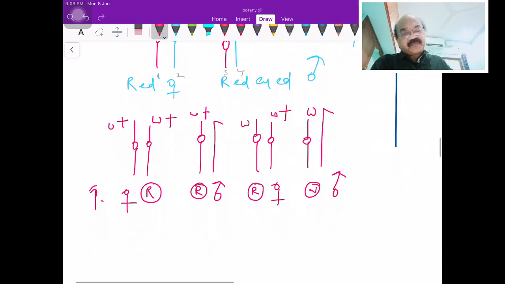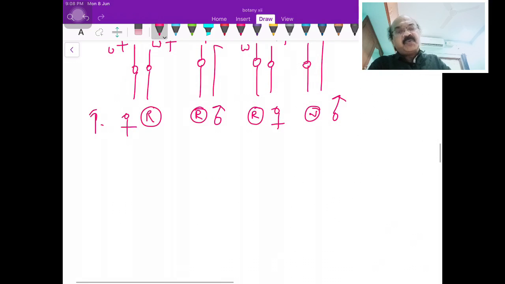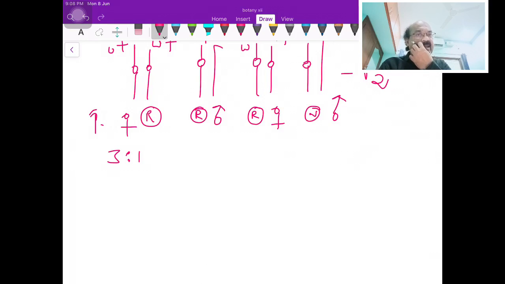According to Mendel, this is the F2 generation. In this F2 generation, you got 3 dominant and 1 recessive progeny. It is valid according to Mendel's concepts. Now, one more cross, the second cross.